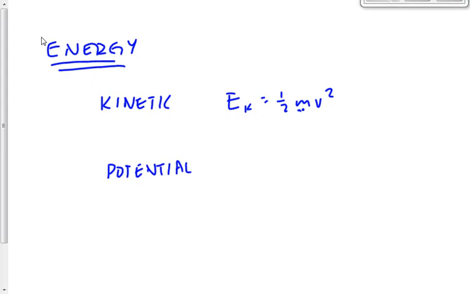Is mass a vector or a scalar? Do you guys remember that? Is there a direction associated with mass? My mass is 70 kilograms. Is it 70 kilograms to the west? It's just 70 kilograms, right? So mass is a scalar.